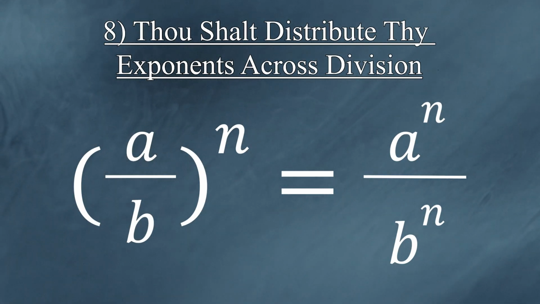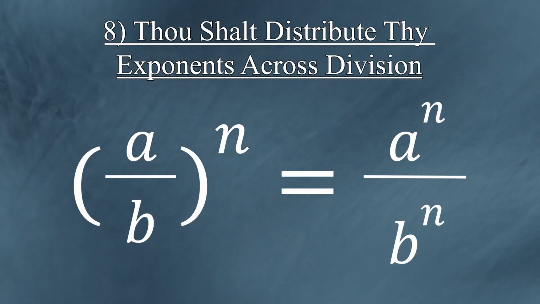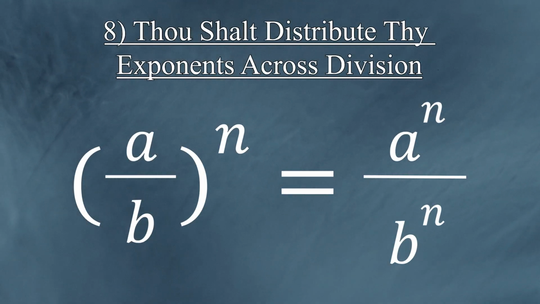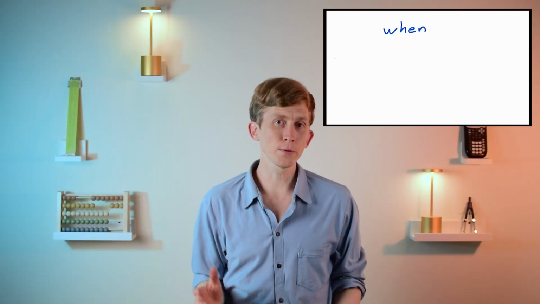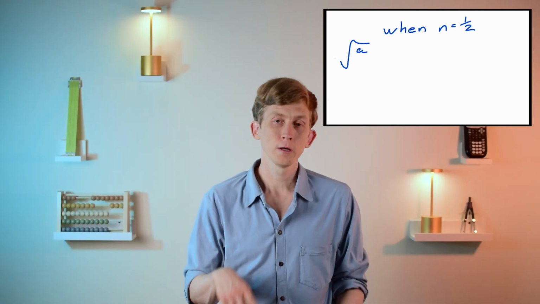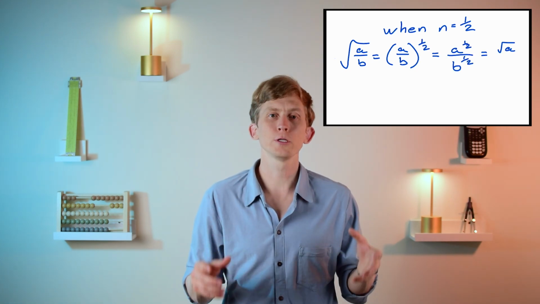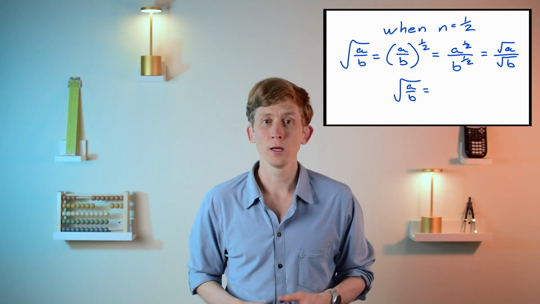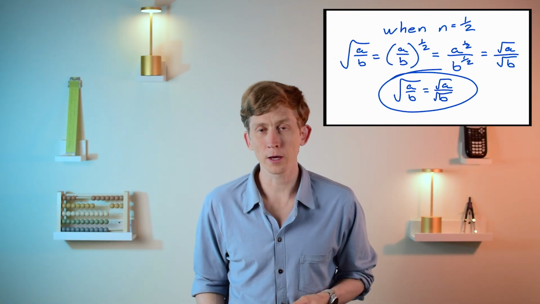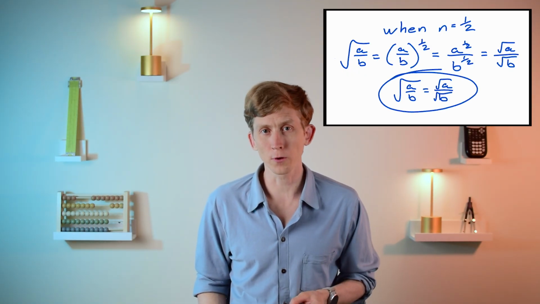8. Thou shalt distribute thy exponents across division. A over b to the n is a to the n over b to the n. Again, this comes into play most often when n is 1/2. The square root of a over b is a over b to the 1/2, which is a to the 1/2 over b to the 1/2, which is root a over root b. Let not divisiveness stand in thy path. You can break radicals across division.